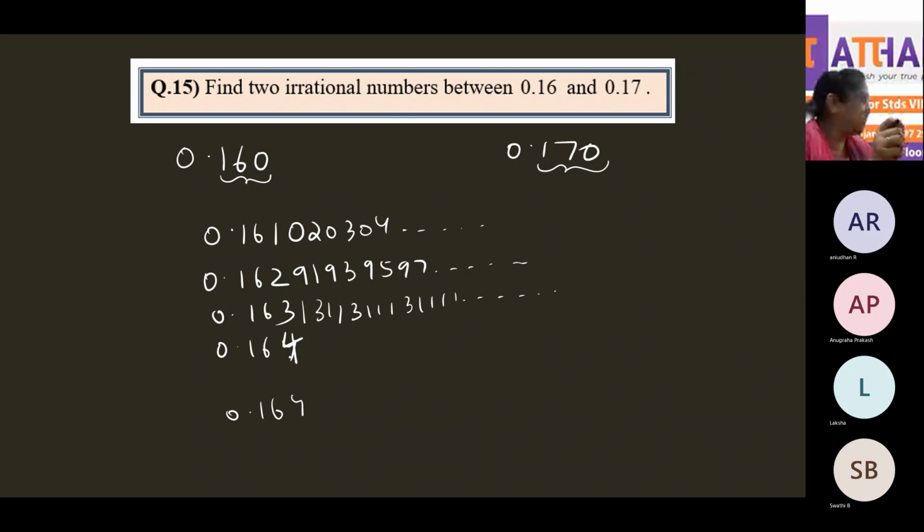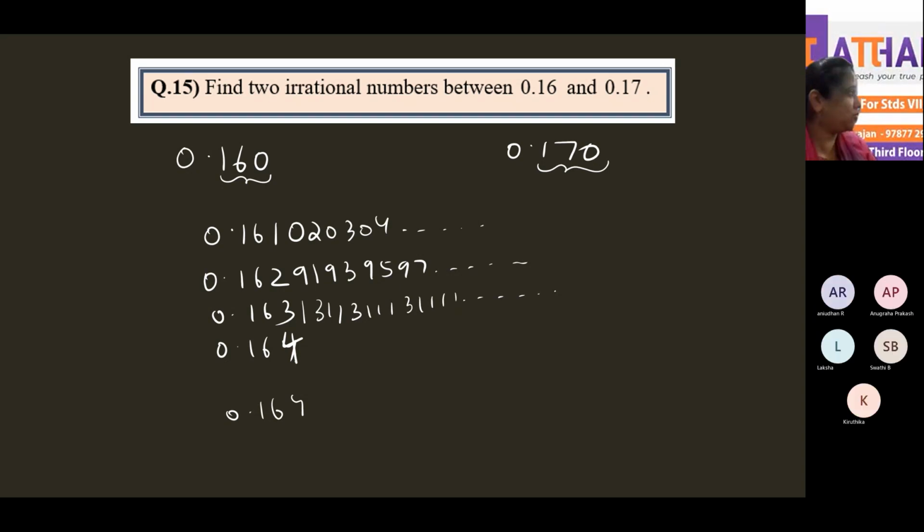So first write the safe zone numbers. So 0.164, you're safe because it's between 160 and 170. 164, you're safe. Now you have to make this one non-terminating, non-repeating. So how will you make it? So just plan something, like you want to write 38, 39, 40, 41, and on like that. You understand something, children? Just pick something so that it becomes non-terminating, non-repeating. So it's irrational.